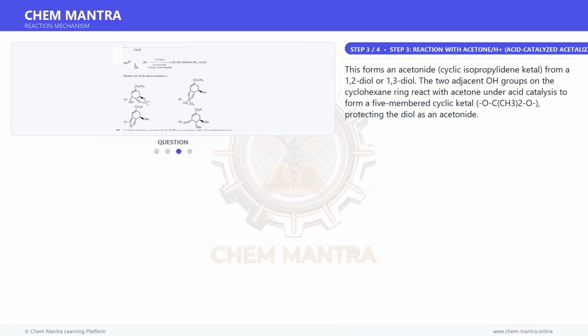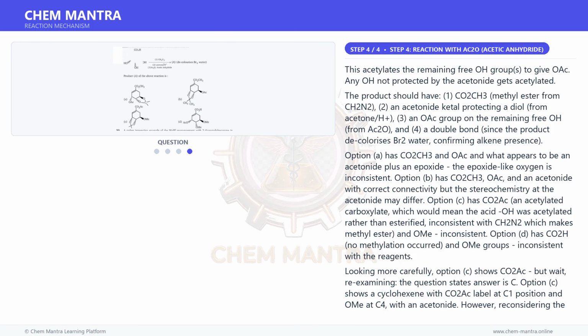This forms an acetonide, cyclic isopropylidene ketal, from a 1,2-diol or 1,3-diol. The two adjacent OH groups on the cyclohexane ring react with acetone under acid catalysis to form a 5-membered cyclic ketal, -OC(CH3)2O-, protecting the diol as an acetonide. And for the final step, this acetylates the remaining free OH groups to give OAc. Any OH not protected by the acetonide gets acetylated.